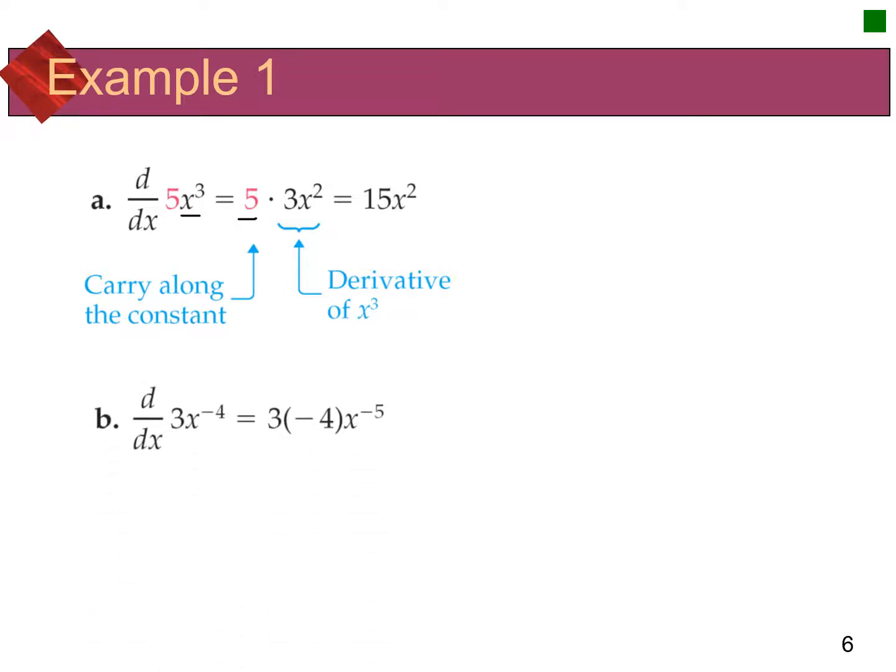Similarly, if I have 3x to the negative 4 power and I'm taking its derivative, again, the 3 goes along for the ride. The negative 4 is brought in front of the x, and that's why it ends up here. And then I take that power of x, and I subtract 1 from it. Negative 4 minus 1 is negative 5. So I end up with 3 times negative 4 times x to the negative 5 power, which I can write as negative 12 times x to the negative 5 power. I can also write that as negative 12 over x to the 5th.